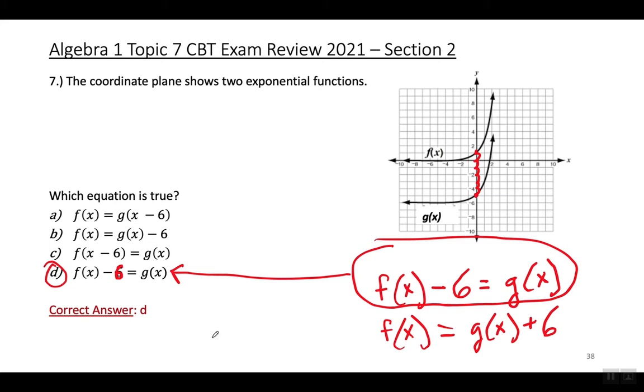All right, so hopefully you understood that. That's on the test, and that's a simple one, okay? You know what? Let me fix that real quick because it's bugging me.